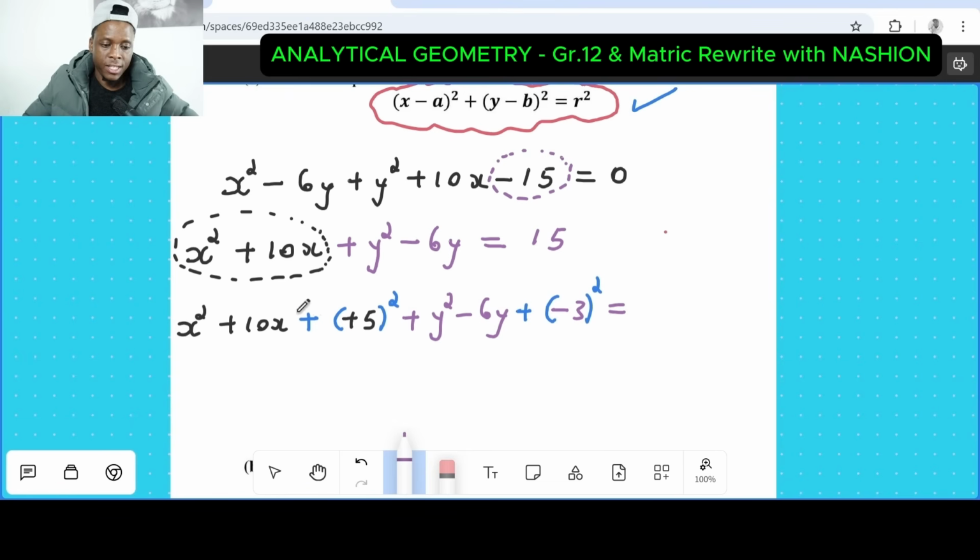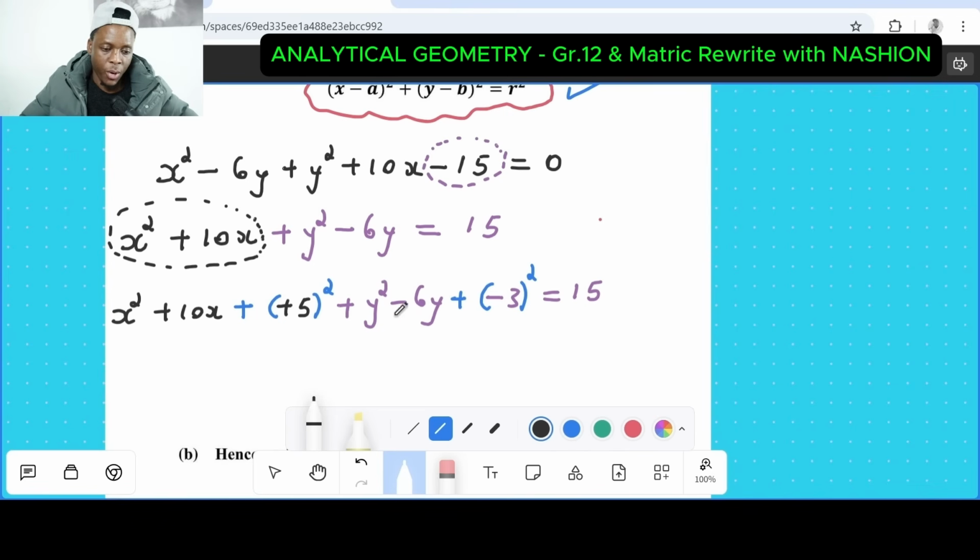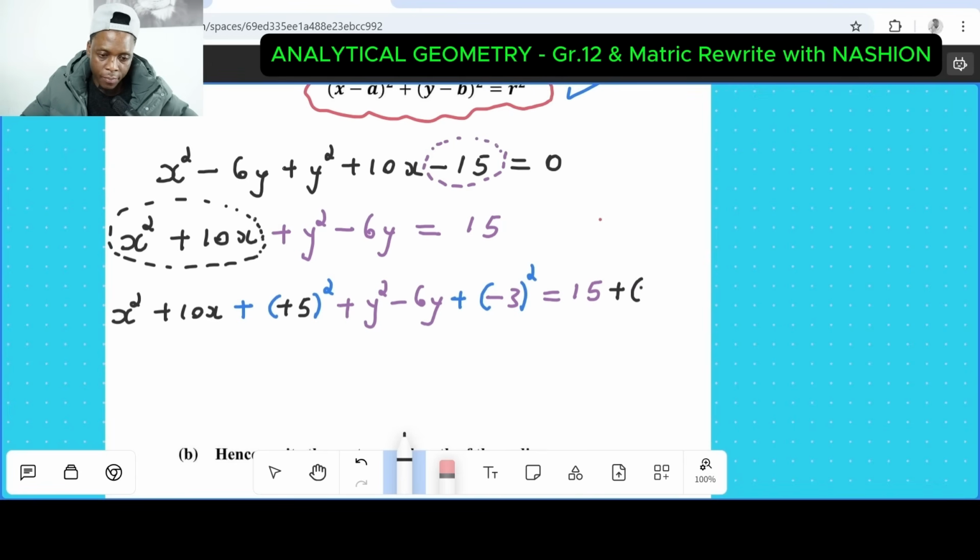So remember, this is an equation. What we do on the left, we must also do on the right. On the right, we have 15 waiting patiently. Whatever we added on the left, we're going to add on the right. On the left, we added positive 5 squared, so let's do the same here: positive 5 squared. We also added negative 3 squared, so let's do the same: negative 3 squared.